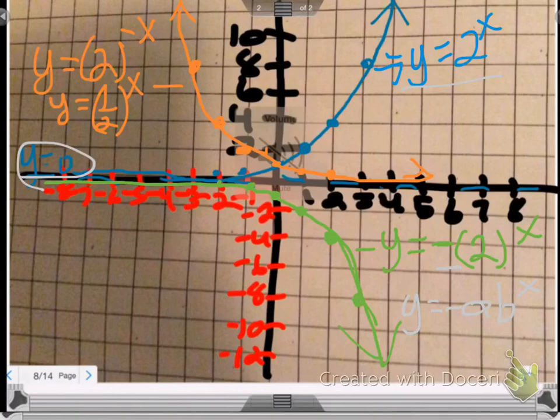Alright, right here you see our x is negative, which causes us to make our b a fraction. And when that happens, it flips it over the y-axis. We see our y-axis here, it reflects about the y-axis. So if it flips it over horizontal, a is negative. If it flips it over the vertical or y-axis, then x will be negative.